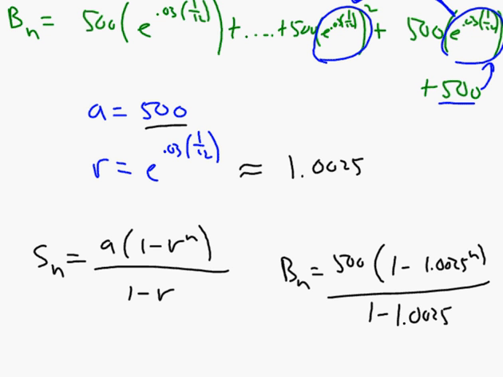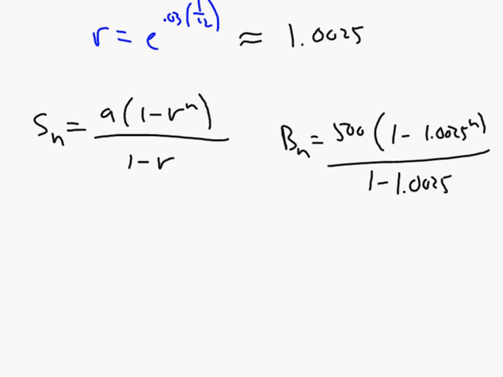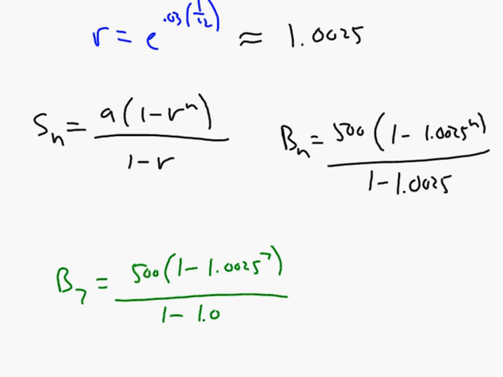Once you have this, you can answer all kinds of questions. Right? I could say to you, what's the balance of the account in the 7th month? So what's B sub 7? Well, it's going to be 500 times 1 minus 1.0025 to the 7th over 1 minus 1.0025.